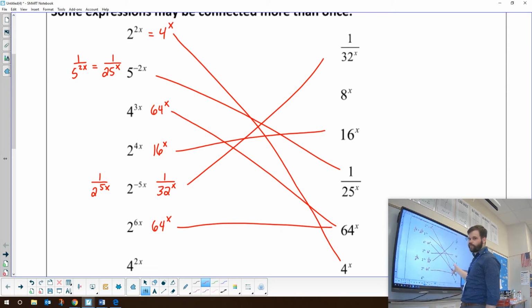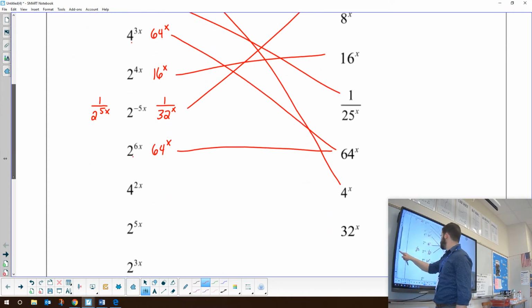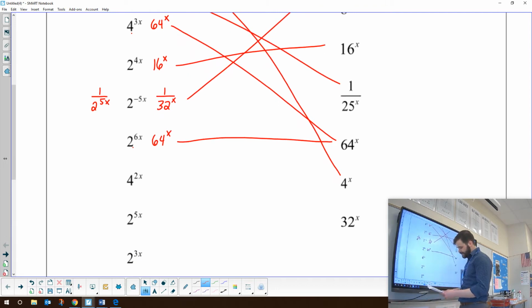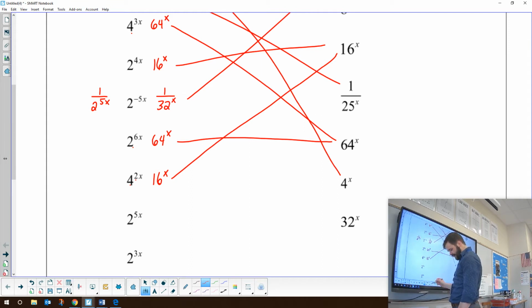So we can go to the more than ones on this side. So you can see that this one got us to 64 and this one got us to 64. So you can get there in different ways. All right, 4 to the power of 2x is going to be 16 to the power of x, right? Because 4 squared is, of course, 16. Then 2 to the power of 5x, that one, of course, is going to be 32 to the power of x, which is right across.